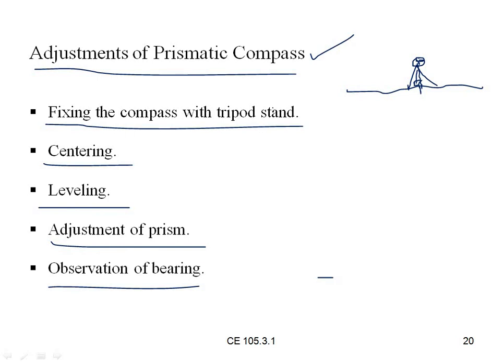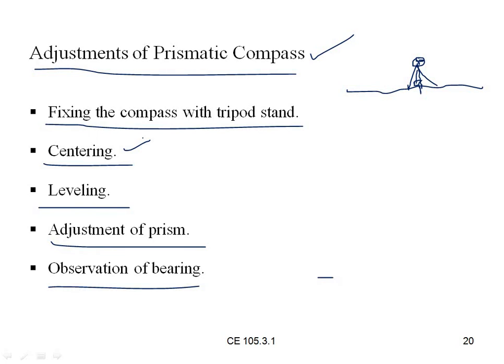First, what do we have to do? We have to fix the compass on the tripod stand. Before fixing the compass to the tripod stand, we first have to fix the tripod stand on the ground. Then after that we have to do centering. After that we have to keep the compass with these adjustments.